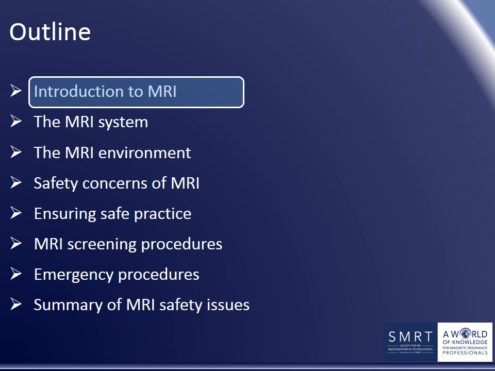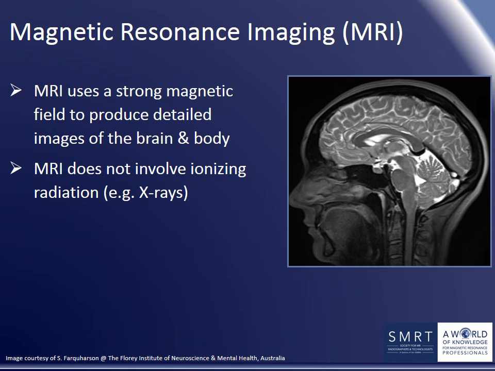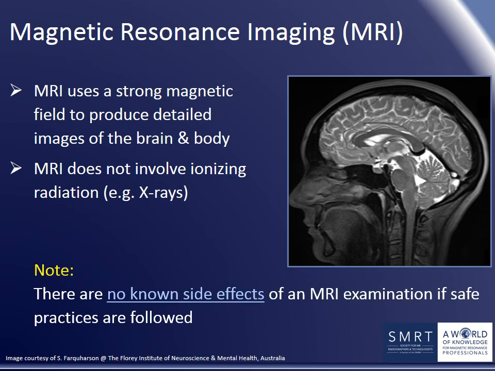So, what is MRI? MRI stands for Magnetic Resonance Imaging. It is a unique imaging modality that uses a strong magnet and radio frequency magnetic fields to produce detailed images of the human body. It does not involve ionizing radiation, such as X-rays, and there are no known side effects of having an MRI examination if safe practices are followed.